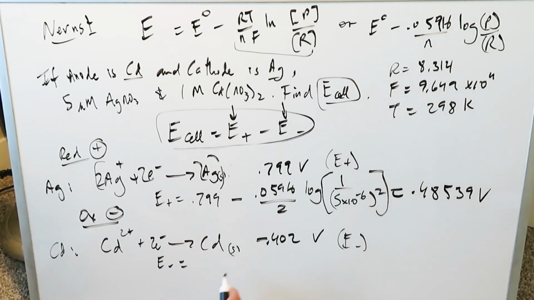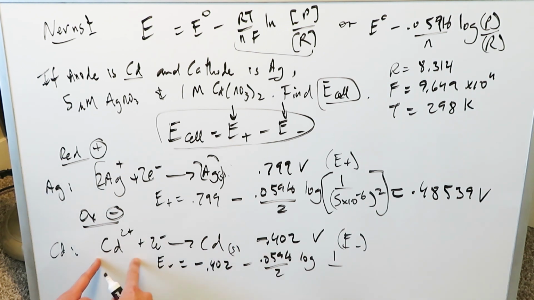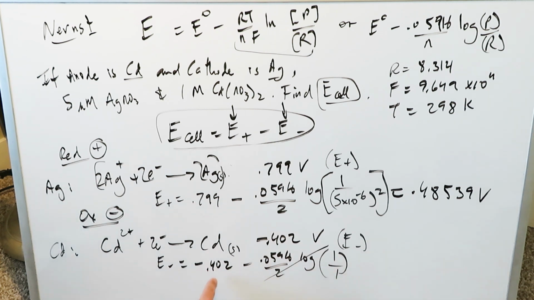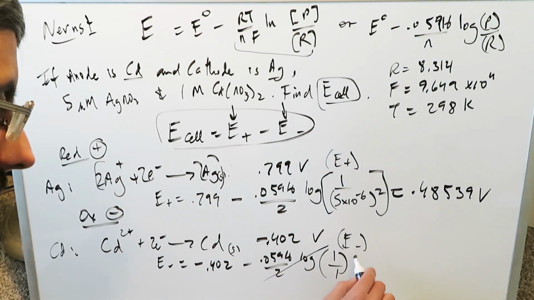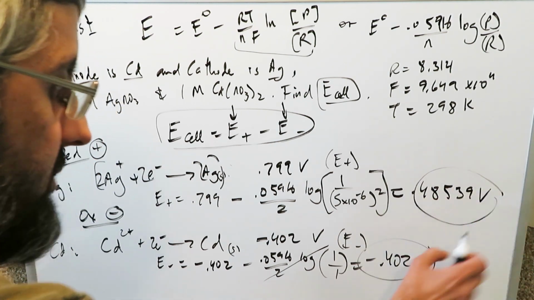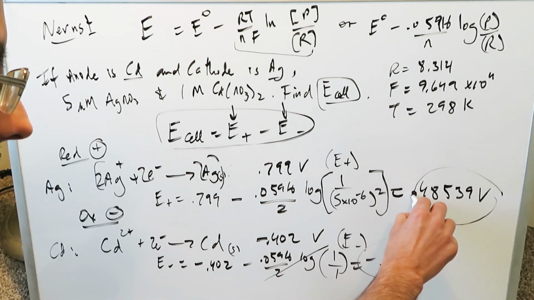Now let's look at everything with regards to the anode. Here you're looking at this, minus 0.402, minus 0.05916 over 2 log this right here. We'll have a 1 divided by cadmium concentration, which is about 1 molar. Log of 1 is always a 0. All of this right here will zero out. The only thing which remains is this, minus 0.402 volts. Here's your potential of the electrode for the anode. Here's your potential for the electrode, which is the cathode.